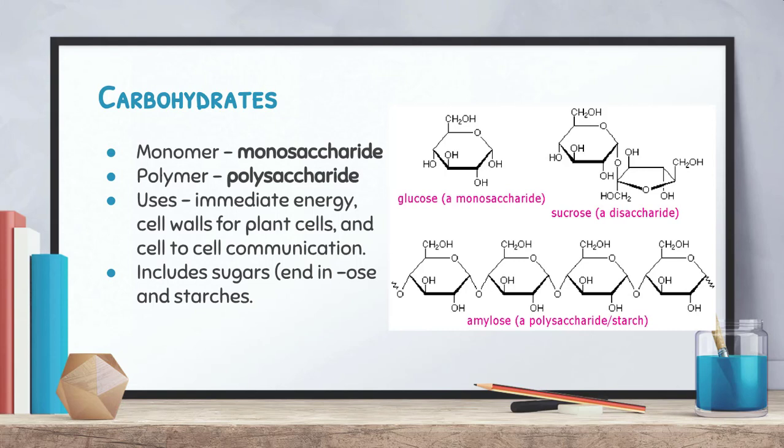Now keep in mind, most carbohydrates that you're going to encounter in this class will end in "ose." That's a key way to know that you have a carbohydrate, or more specifically, a sugar. So notice we've got glucose, sucrose, amylose, lactose. If it ends in "ose," it is a sugar, which implies that it is also a carbohydrate.